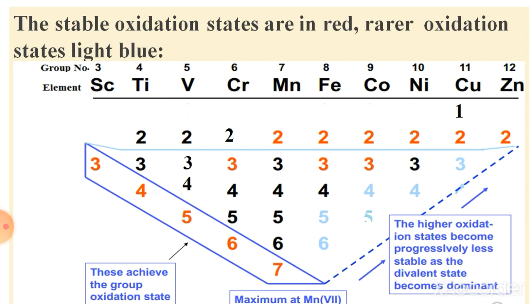Now look at the oxidation state from scandium to Mn. The oxidation state increases from +3 to +4, +5, +6 and +7 because these are basically group oxidation numbers, and they involve the total number of ns and (n-1)d electrons. But after Mn, the stability of higher oxidation states decreases.